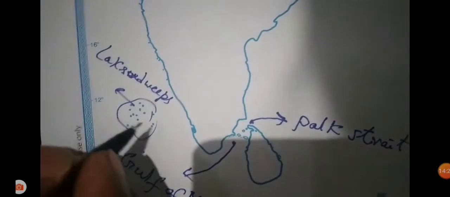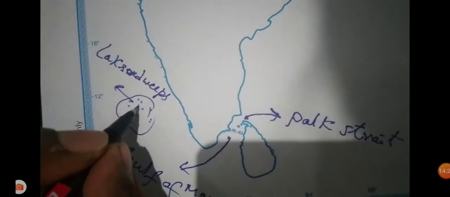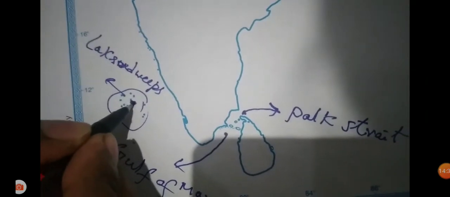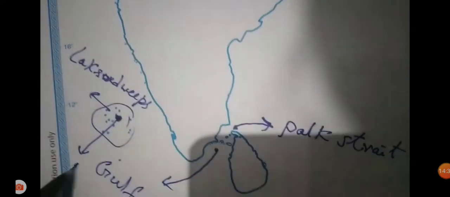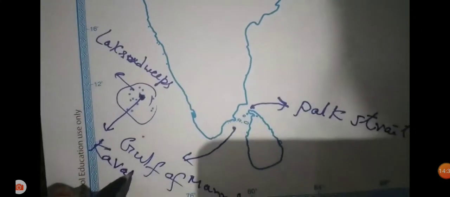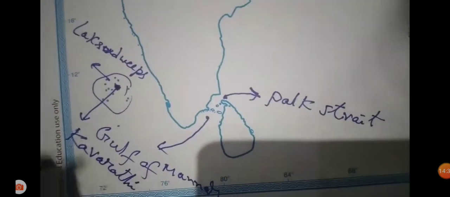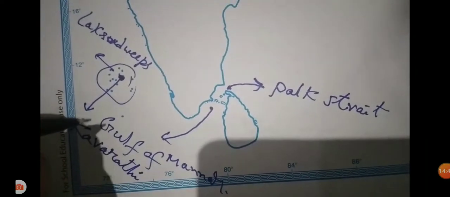The Lakshadweep Islands. The capital of the Lakshadweep Islands is Kavaratti, located in the middle of one island.